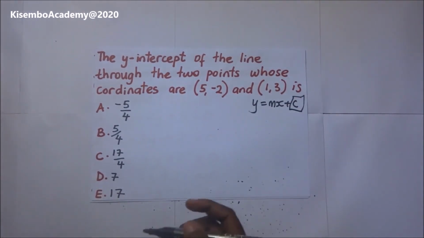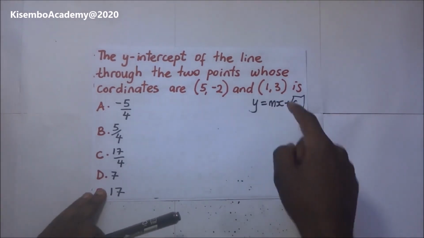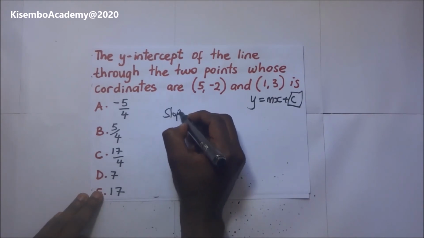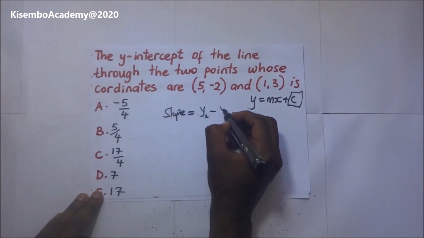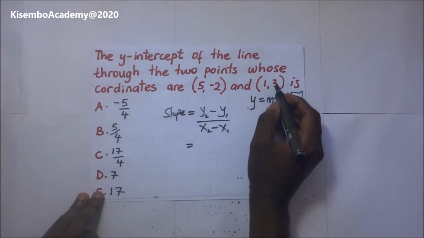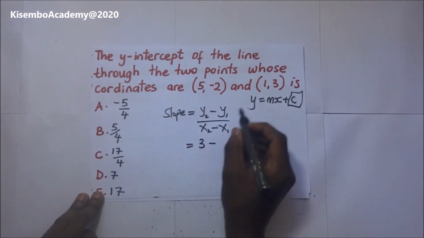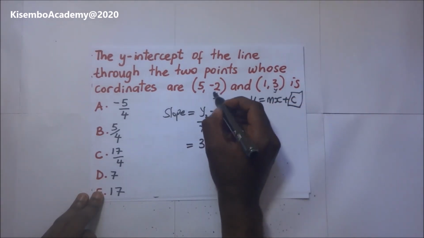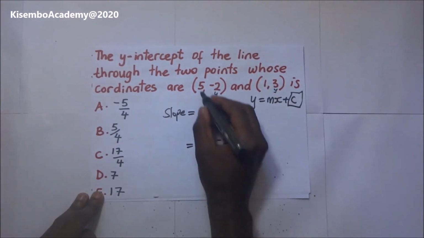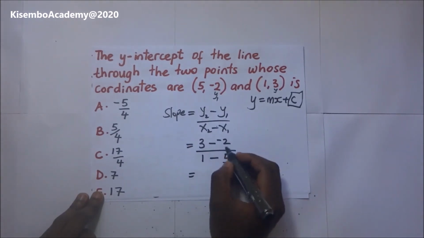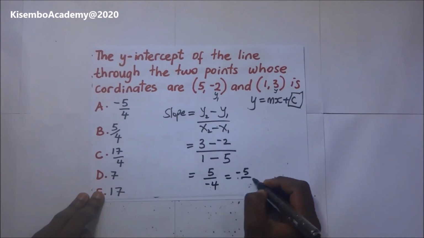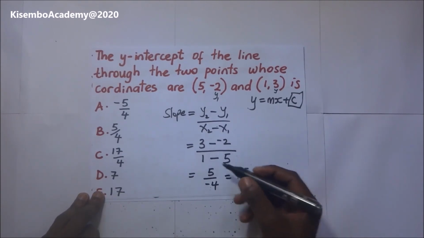So we begin by finding the gradient of this line, which happens to be the value of m. The gradient, which they call the slope, is going to be equal to y2 minus y1 over x2 minus x1. That's going to be 3 minus negative 2, divided by 1 minus 5. That is 3 plus 2, which is 5, divided by negative 4. So this is negative 5 over 4. That is the gradient of this line.